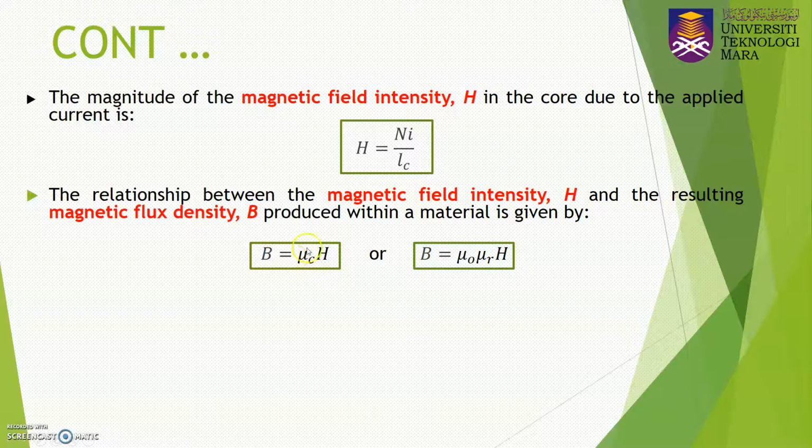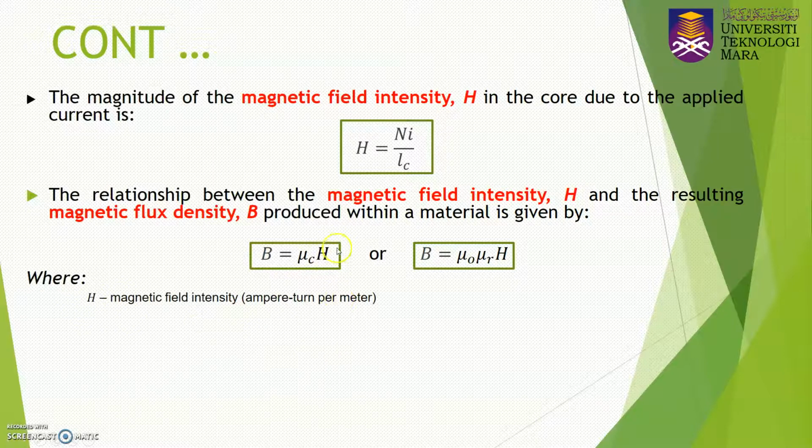Okay, so the permeability of the core, mu C, is equal to mu naught multiplied by mu R, where mu naught is the permeability of air multiplied by the relative permeability. This is the equation that you need to memorize in order to solve problems on magnetic circuits.